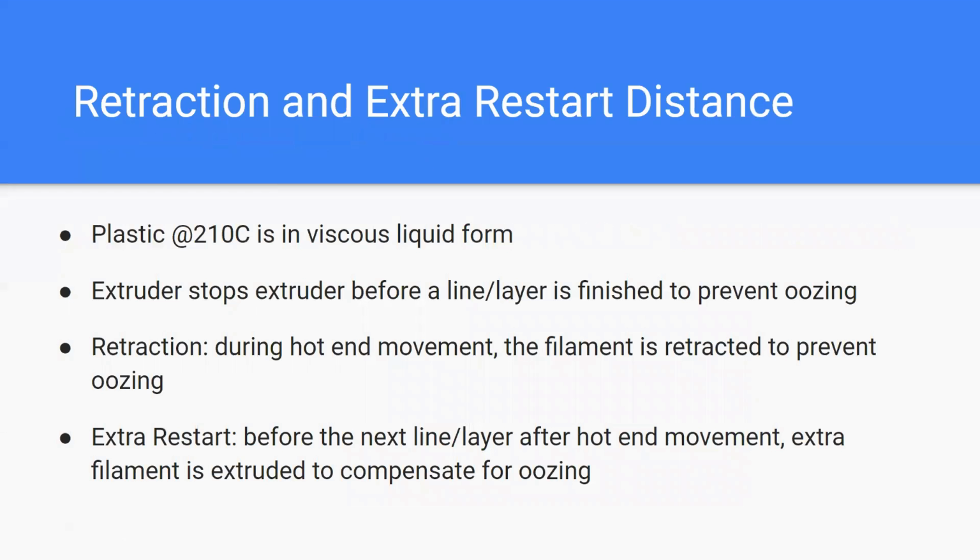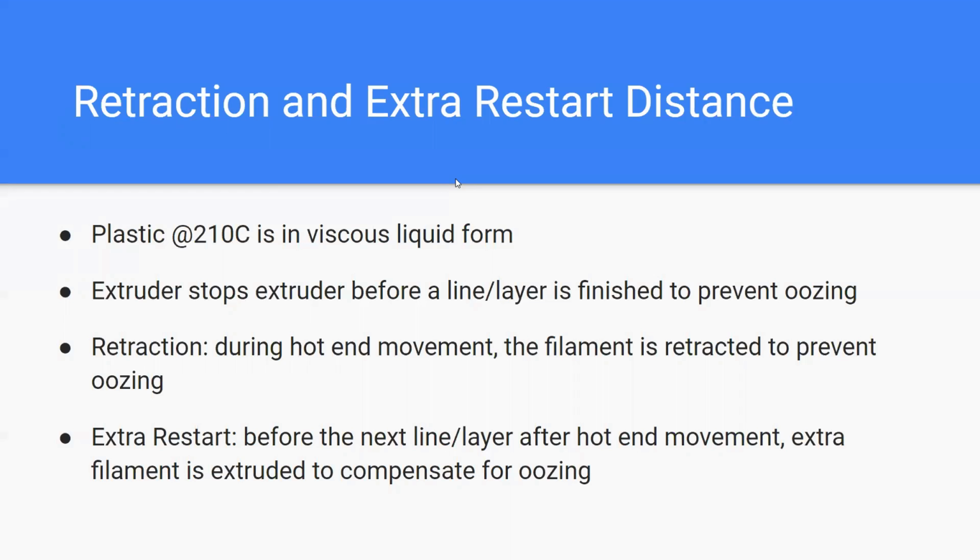A couple of other things to go over that are important to consider are the retraction and extra restart distance. So plastic at 210 degrees Celsius, so our PLA filament, is viscous in liquid form, and the extruder will stop extruding before a line or layer is finished to prevent oozing. So that's an important thing to keep in mind, especially during the final stage of your print when it's laying down that last layer.